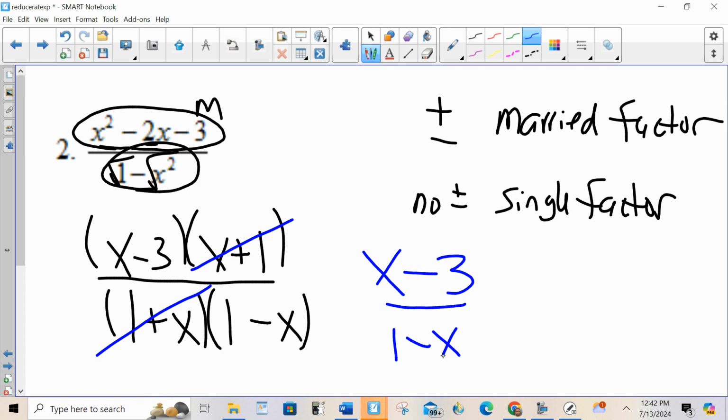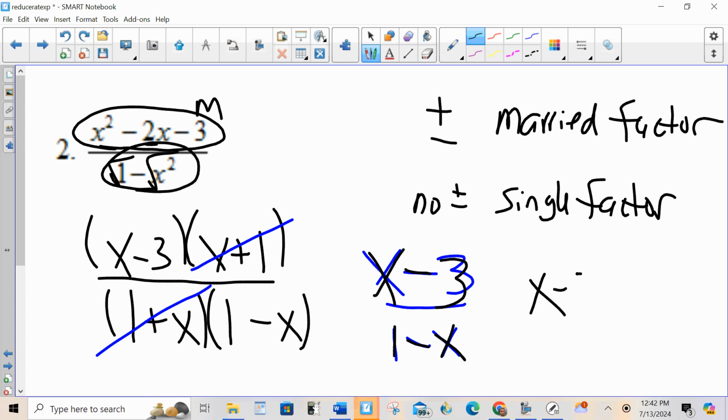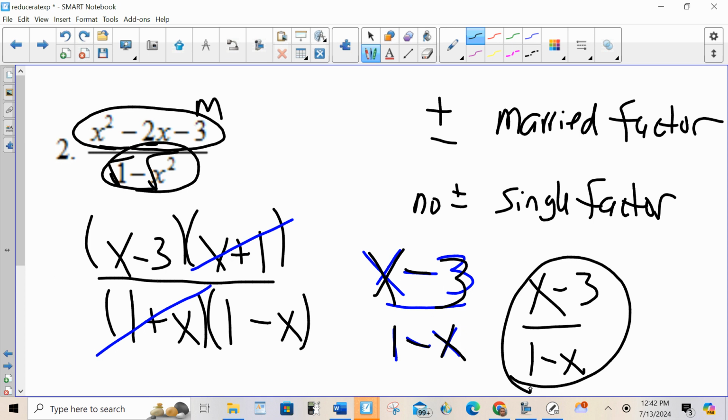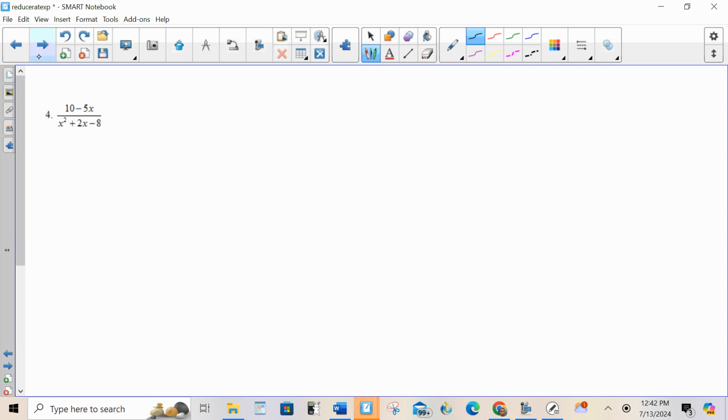Can I cancel anything else? Can I cancel these x's out? And the answer is no, because this x is married to this 3, and this x is married to this 1. They just can't go canceling with each other. Your final answer is x minus 3 over 1 minus x. It's two separate factoring problems. Factor the top, factor the bottom, cancel common factors. It could be any type of factoring.